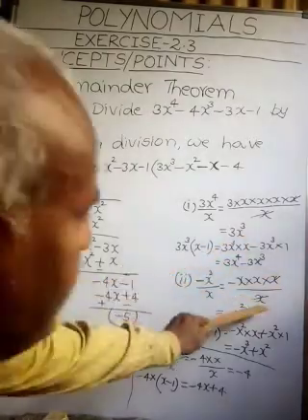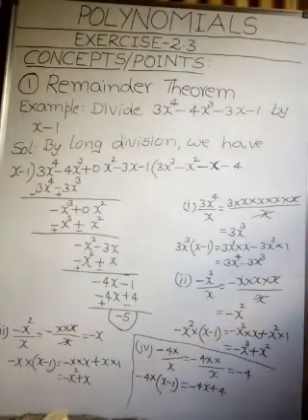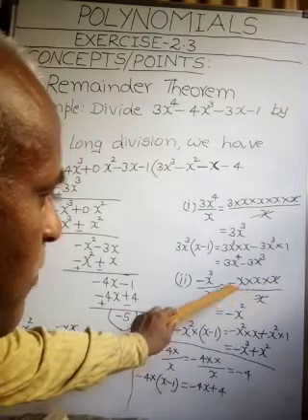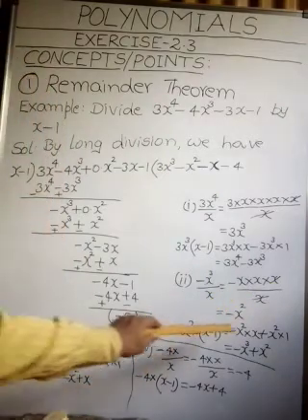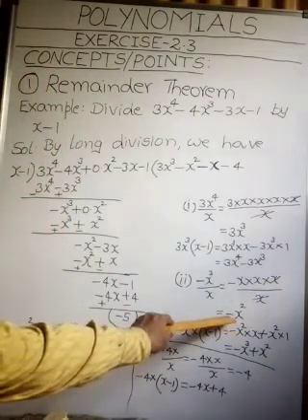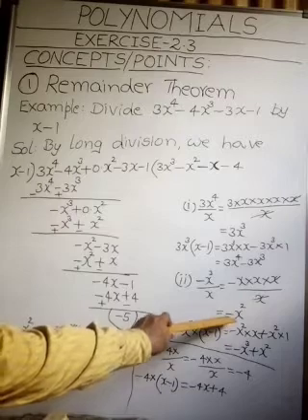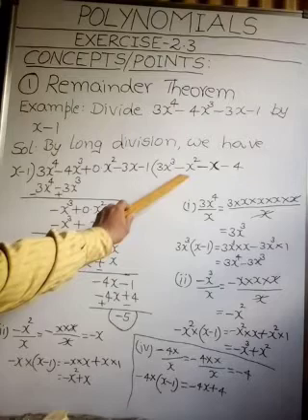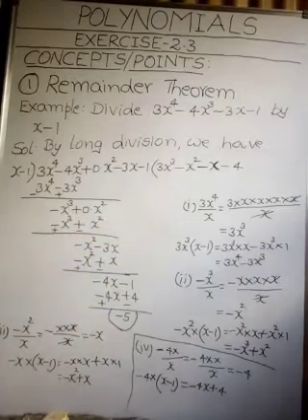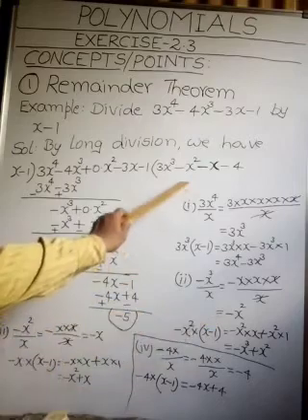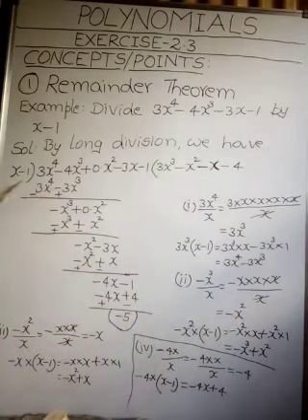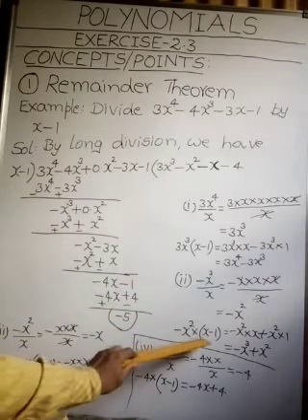Right. Here x gets cancelled. Then what will you get in the numerator? X into x square. So minus x square. This is the second term of the quotient. So I wrote here minus x square. Minus x square is the second term of the quotient. After writing the second term of the quotient, we have to multiply this term into the divisor. So minus x square into x minus 1.